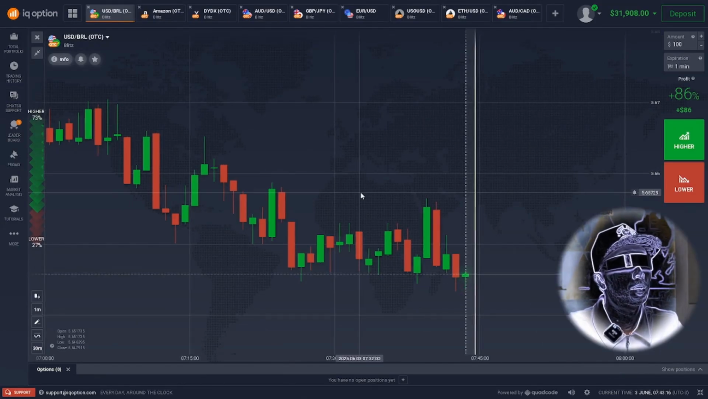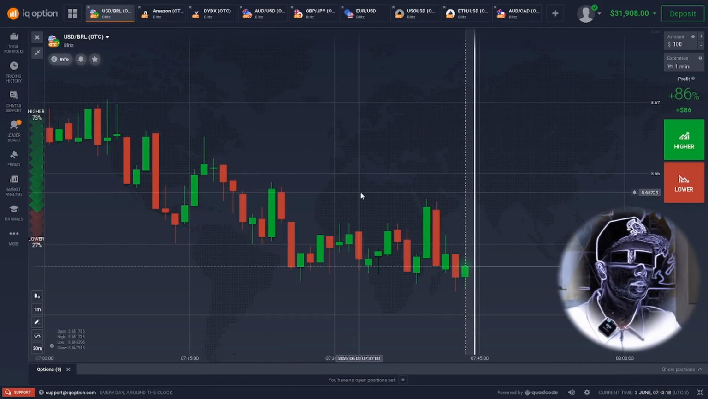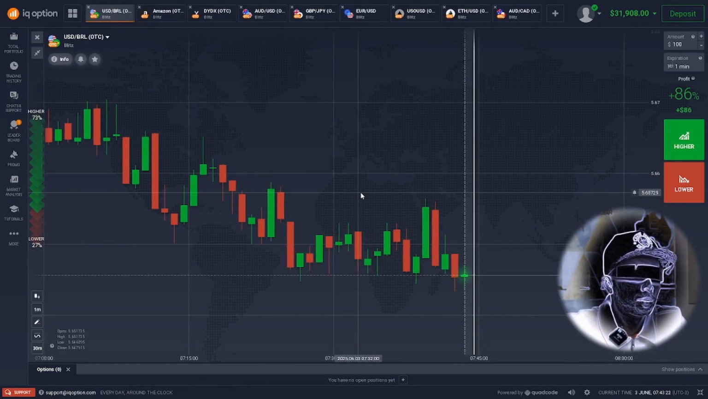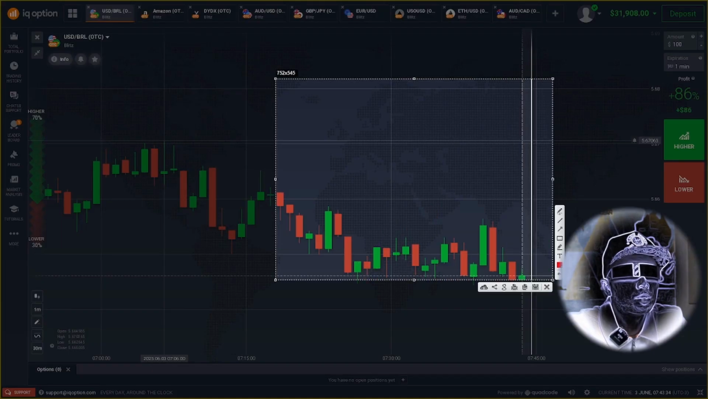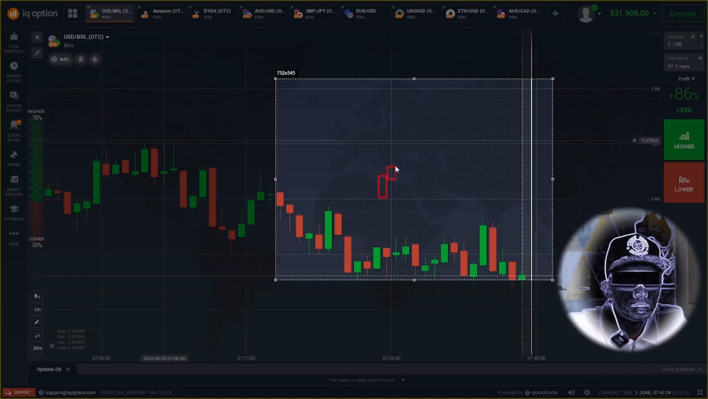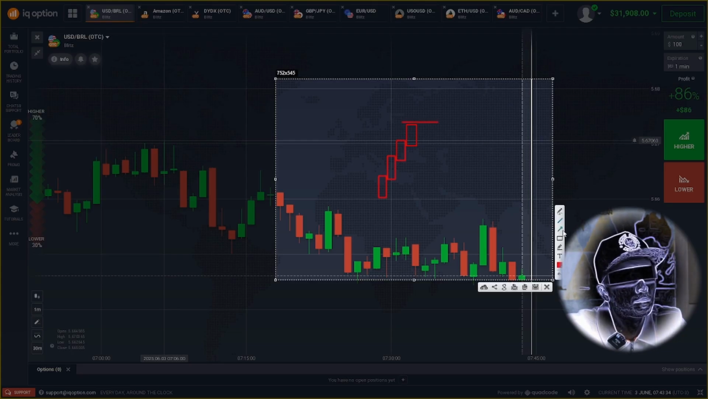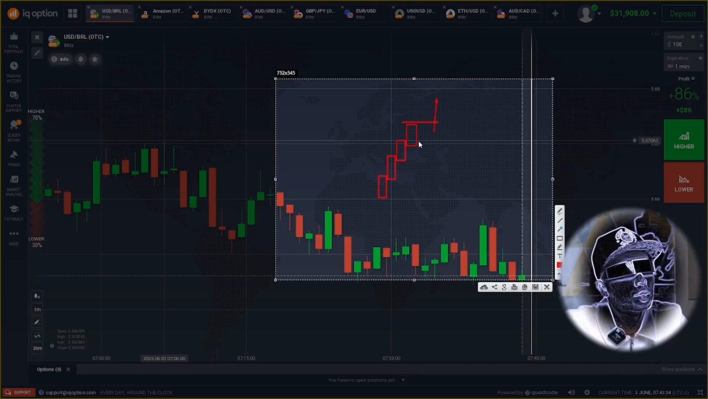Let's get started. So, the strategy is as simple as possible and doesn't require any indicators. Our task is to find 4 consecutive candles of the same color on the chart. That is, for example, here we have 4 consecutive bullish candles. And at the close of the 4th candle, as soon as it closes, we enter a trade to go up.